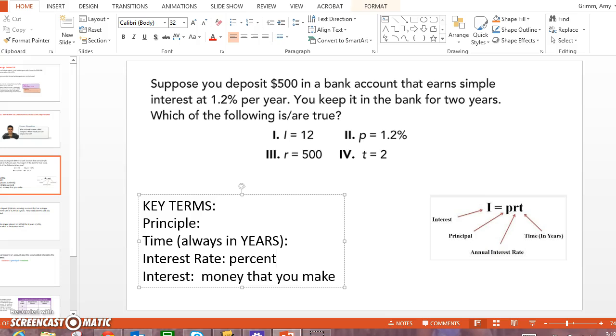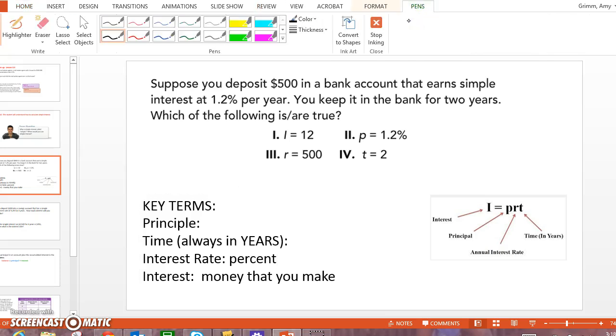So if I'm looking at the problem up above, I'm looking at this right here. That is the percent right there for my interest rate. So 1.2%. If I'm looking at the time, if I look at the problem at the top right here, it's saying it is in 2 years. So that is how long I want to keep the loan. And it always has to be in years. So if it's not in years, then you have to convert it to years.